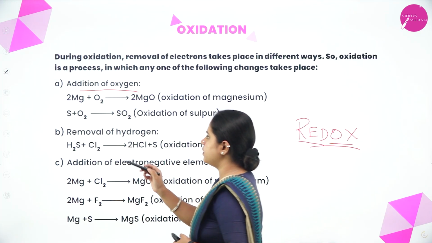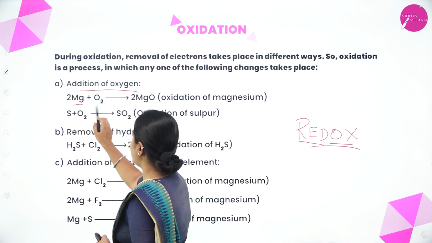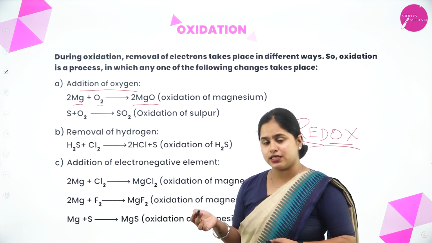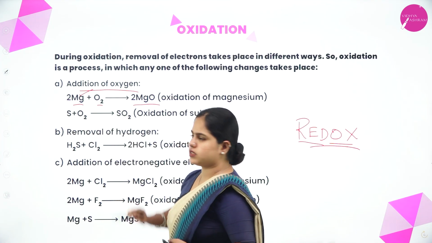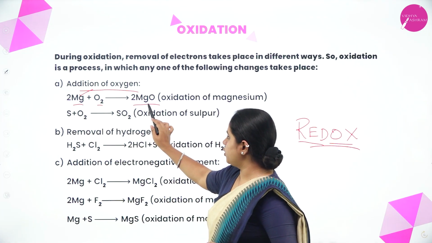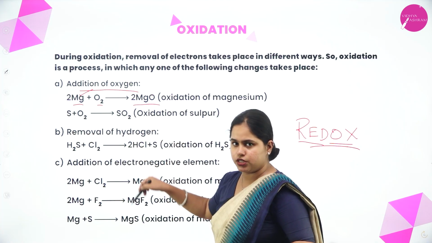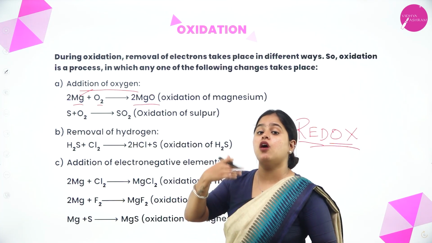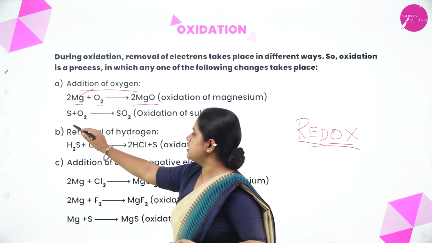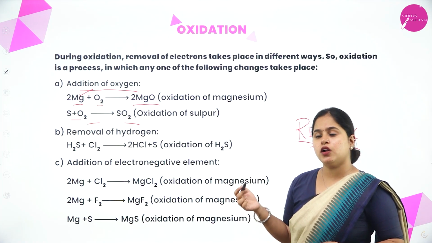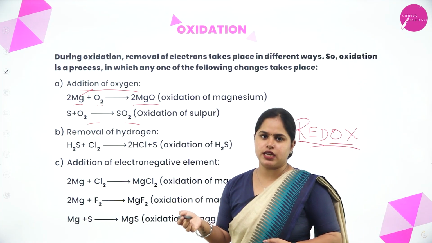One example is given here: magnesium, to which oxygen is added, gives magnesium oxide. What is getting oxidized here? Magnesium is getting oxidized. In the reactant it is just magnesium, and in the product you can see that oxygen is also added to magnesium. So addition of oxygen takes place and magnesium is getting oxidized. The next one is sulfur plus oxygen gives sulfur dioxide. Here also oxidation of sulfur is happening.